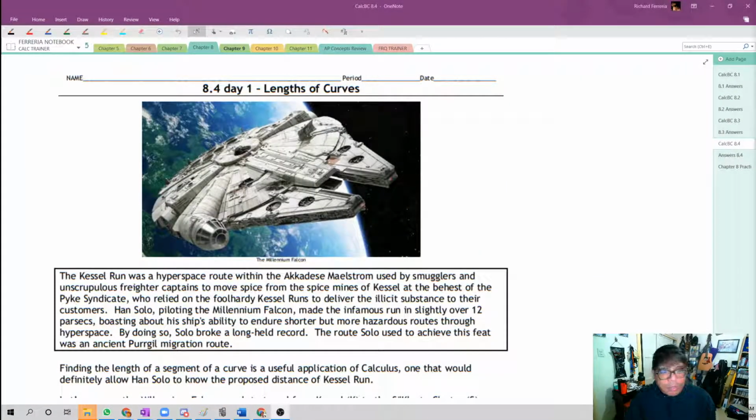So the Kessel Run was a hyperspace route between the Acades Maelstrom, used by smugglers and unscrupulous freighter captains to move spice from the spice mines of Kessel at the behest of the Pike Syndicate, who relied on foolhardy Kessel runs to deliver the illicit substance to their customers. Wow, so go figure. In any case, the Kessel Run is this route that was taken from one place to another.